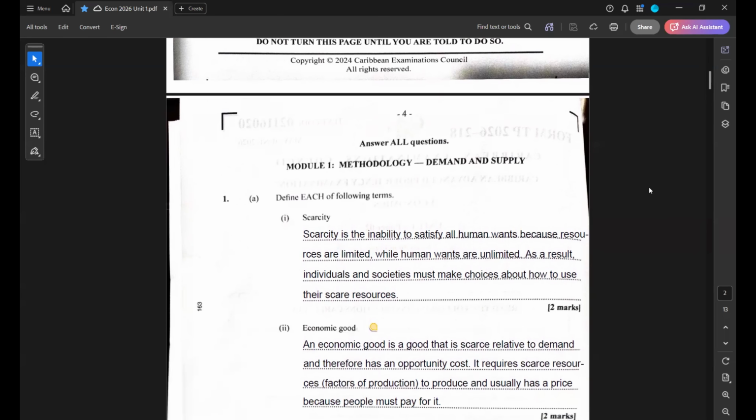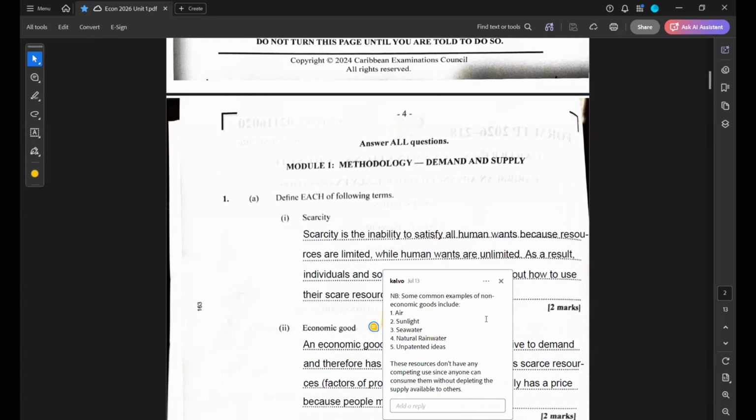Economic good. An economic good is a good that is scarce relative to demand and therefore has an opportunity cost. It requires scarce resources, that is, the factors of production, to produce and usually has a price because people must pay for it.